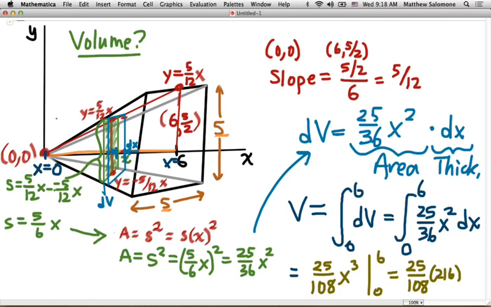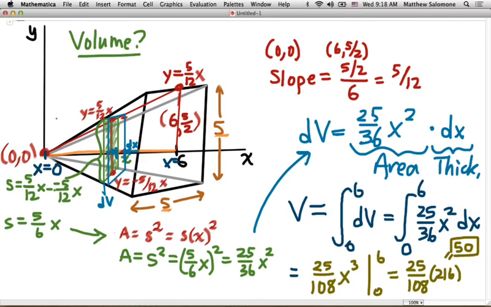Anyone want to reduce that for me real quick, because I'm feeling less than inspired? 216 over 108 has to reduce. Hey, that's a nice number. Cool. So the volume of this pyramid is 50 cubic units.